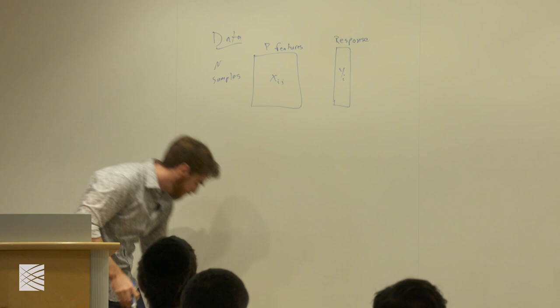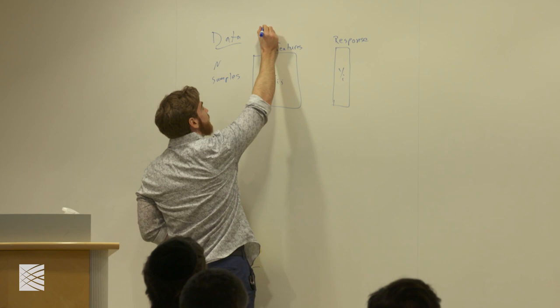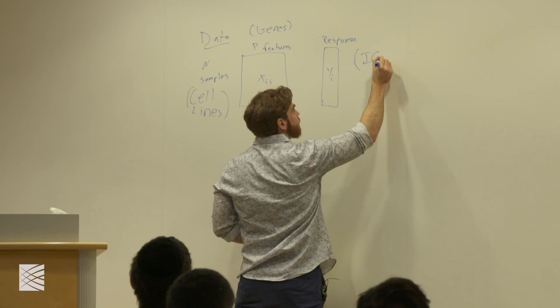Okay. Well, I think everyone knows. Features, response. And so we could imagine that this is like genes, and this is like cell lines. And this is something like IC50. So for the biologists in the room, that might be a reasonable way to think about this.